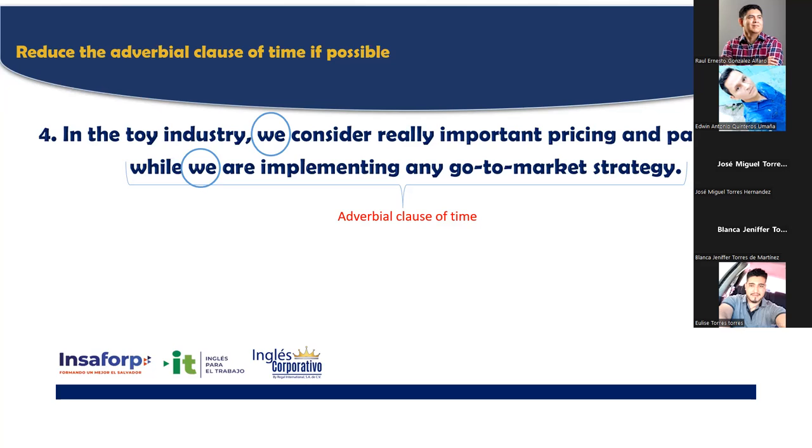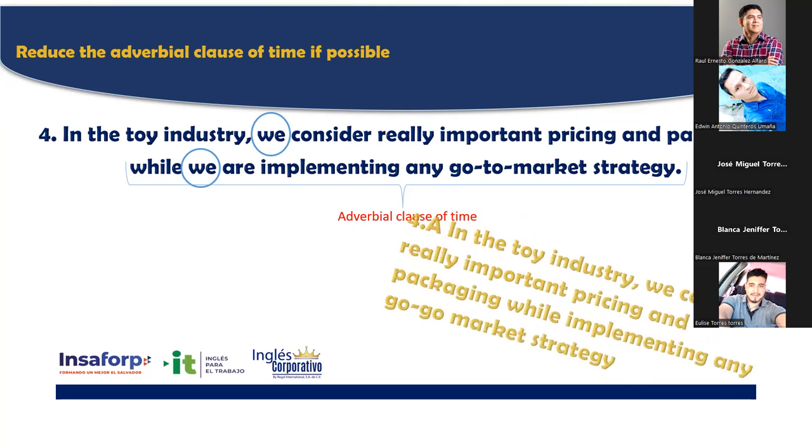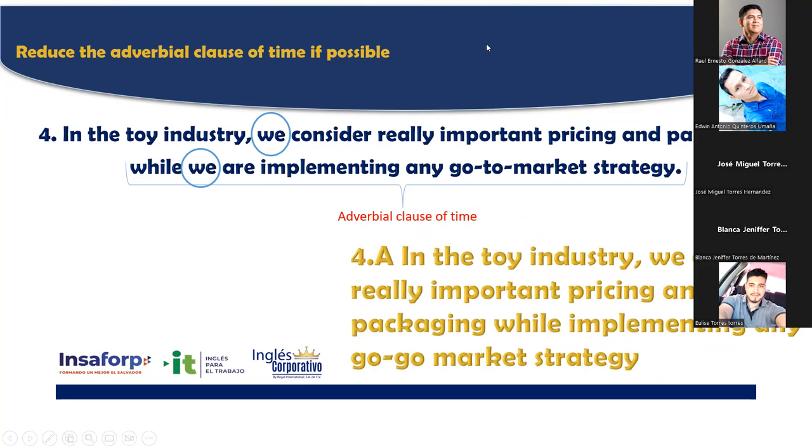Can we reduce it? Yes, we can. So we are going to eliminate the subject and are. Exactly. Eliminate the verb be. What are we going to do? We are going to leave the verb as it is because it's with an ing, right? So we're going to say, look, in the toy industry, we consider really important pricing and packaging while implementing any go-to-market strategy.